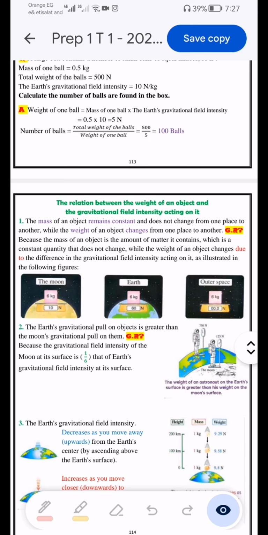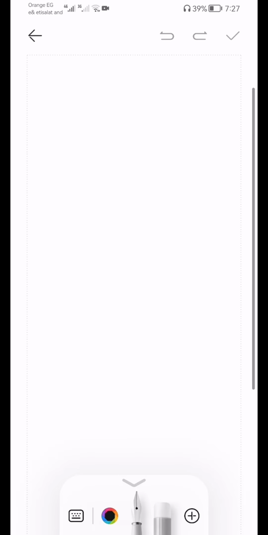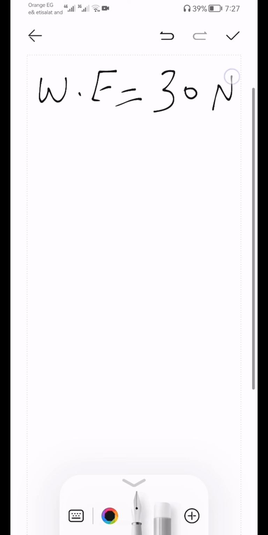Over 6. Look at this. If I give you the weight on the earth equal 30 Newton. Okay, and ask about the weight on moon. Okay, weight on moon will be what? Weight on the moon, as we said, we have a triangle.